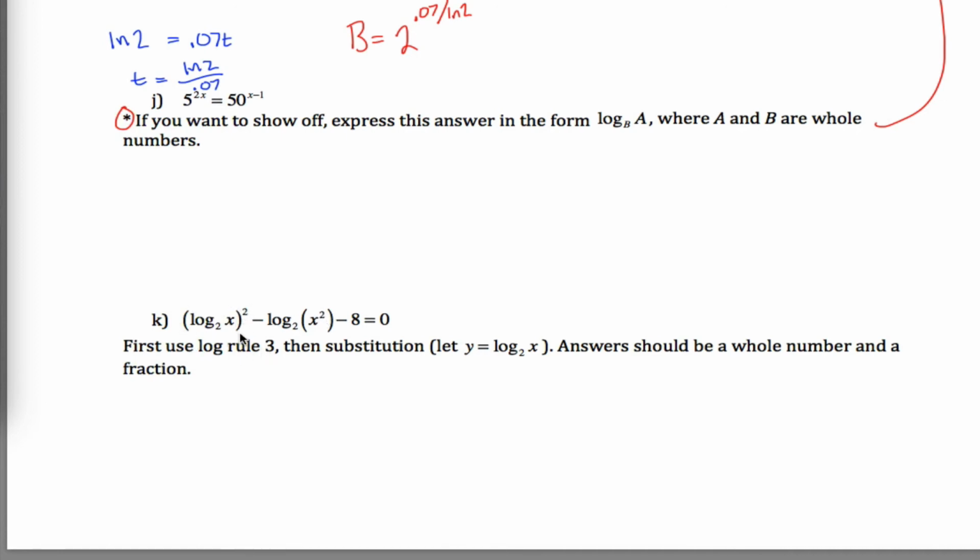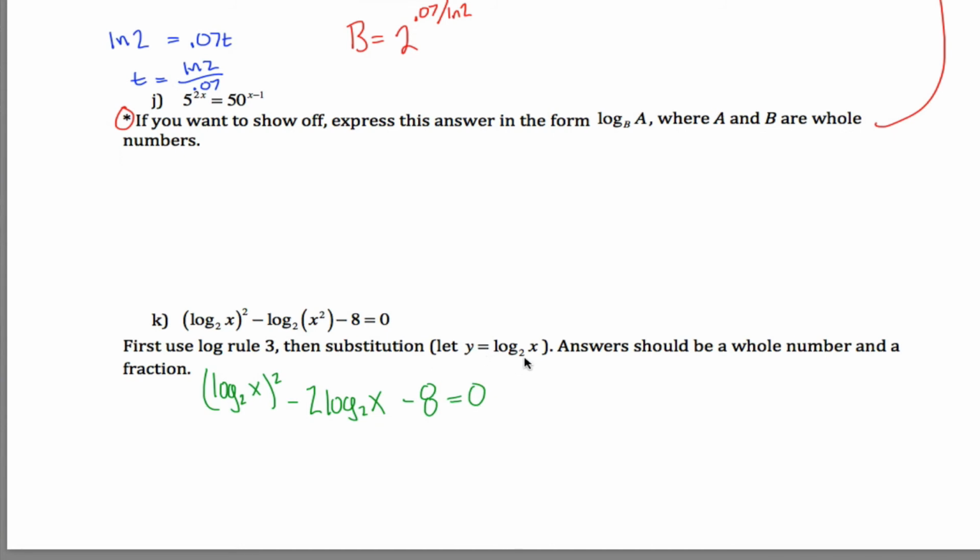Note that log rule 3 does not apply on this first term because it's not the x that's being squared, it's the log base 2 of x. So if I were to use the log rule, I would have the log base 2 of x squared minus 2 times the log base 2 of x minus 8 equals 0. Okay, that's the third log rule, but I don't see how that helps. Well, here's the next step.